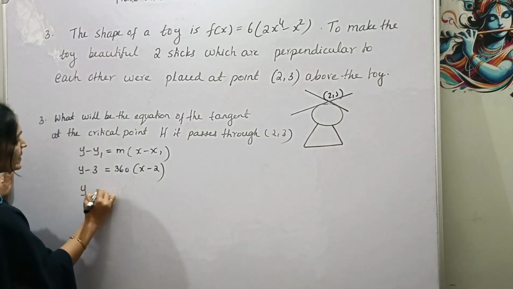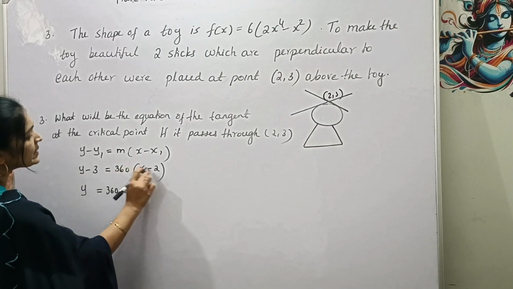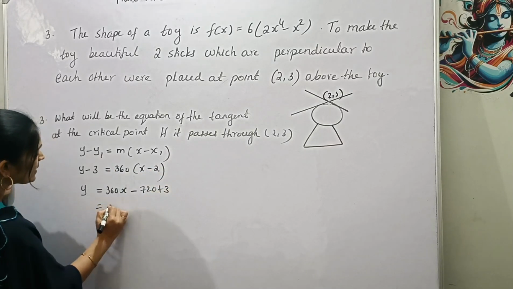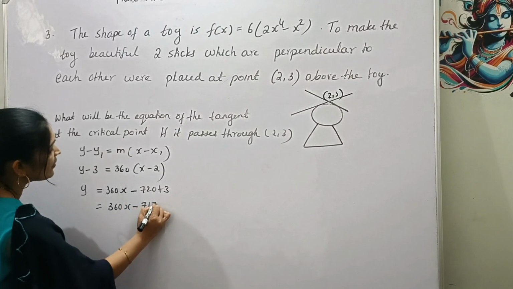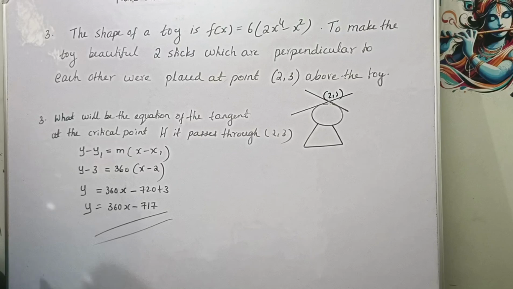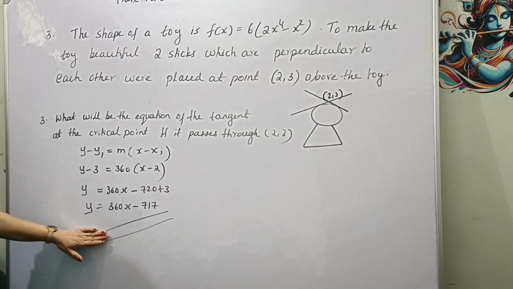That is, y is equal to 360x minus 360 into 2, 720, plus 3. That is 360x minus 770 (sic). So y is equal to 360x minus 770. It is the answer.